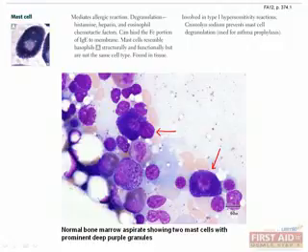Can you name a medication that can block mast cell degranulation before it happens? The answer is cromolyn sodium, which is used in asthma and other mast cell-mediated disorders.